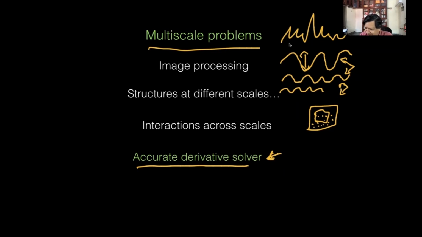So Fourier transforms are useful for describing multi-scale systems. We have a complex signal, and we can describe the signal as a sum of sine or cosine waves. Image processing, of course, is useful. Structures at different scales in a hurricane or in a tornado, interaction across scales, Fourier transform is very useful, and accurate derivatives. I'll come to it in a while.